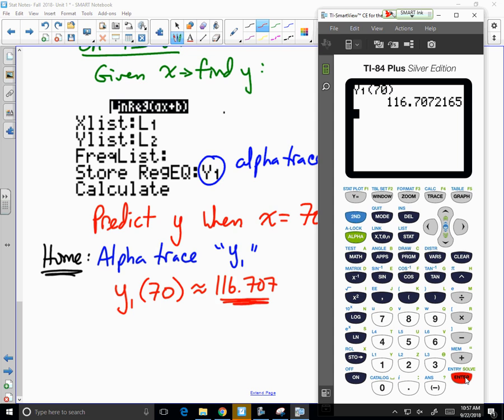I don't want to do it that way. So, again, alpha trace y1, that's where my equation was stored. Put in whatever number you want. Put in a pi. Second, caret symbol.